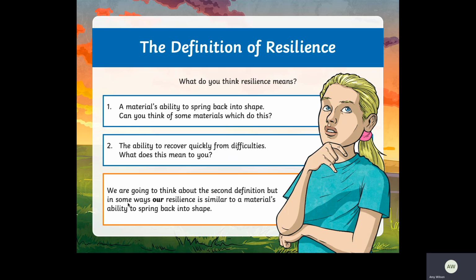but in some ways our resilience is similar to a material's ability to spring back into shape. So us being able to recover quickly from a difficulty, from something going wrong, is just like those materials, just like those tents that spring back into shape. Being able to recover, being able to spring back, to be able to come back from something when things go wrong.